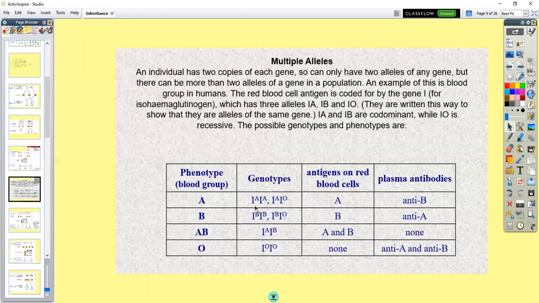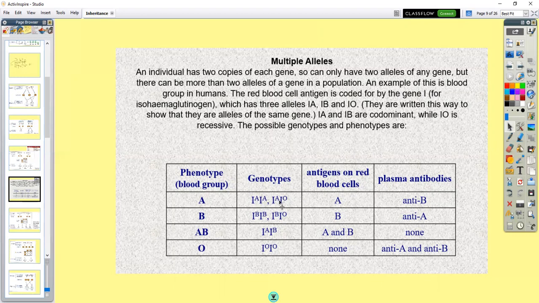Okay, and then with multiple alleles, as I was talking about, blood groups are an example of that, where you may have 3 alleles which code for, in this case, blood groups. So you have IA, IB, and IO. IA and IB are codominant, whereas IA is dominant to IO and IB is dominant to IO. We looked at blood groups when we looked at immunity as part of Unit 1. So for blood group A, they can be IAIA, the homozygous dominant, or they could be IAIO.